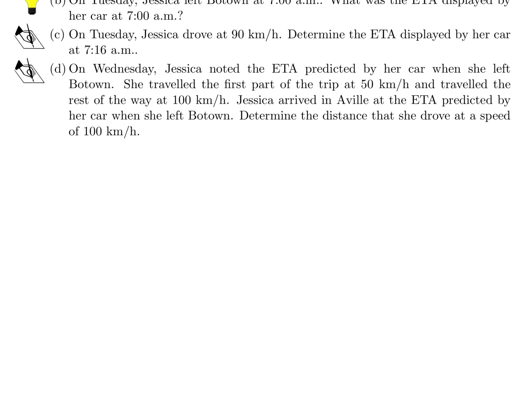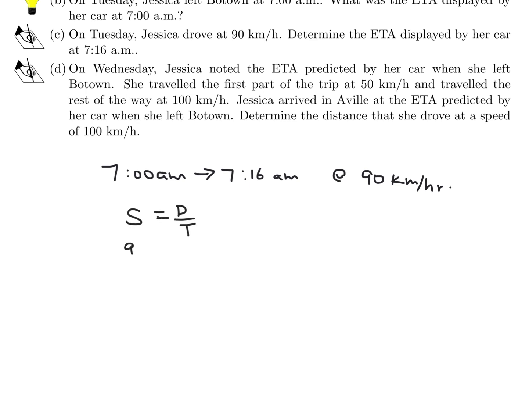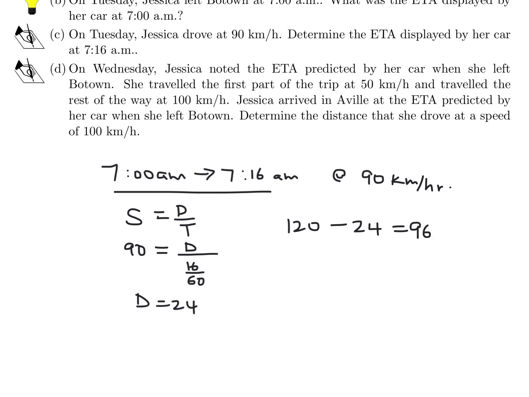On Tuesday, Jessica drove at 90 kilometers an hour. Determine the ETA displayed by her car at 7:16. So same kind of story. From 7 a.m. to 7:16 a.m., she is driving at 90 kilometers an hour. So again, speed is equal to distance over time, that same formula. The speed is 90, the distance I don't know. The time is the 16 minutes, so that's 16 over 60 in terms of hours. So when you solve this, you get d equal to 24. So that means she's driven 24 kilometers of the 120, so there are 96 kilometers remaining.